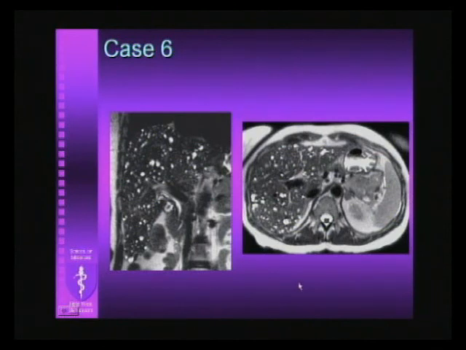And then I'll finish with one last case. This is kind of an Aunt Minnie that we see every couple of months. Here are T2 weighted acquisitions, a coronal and an axial, and we see in this patient, who I think was referred for an MRCP, multiple hyperintense lesions throughout the liver. I don't show you the contrast enhanced images, but these are non-enhancing. And this is a classic appearance of biliary hamartomas.